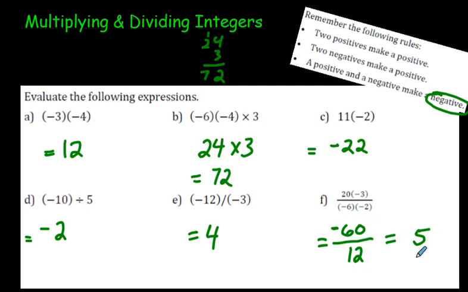Is it positive or negative, that 5? Have a look. We've got a negative on top, a positive on the bottom. When the signs are different, we get a negative answer. It's a negative 5. Okay, let's turn the page here, do 2 more questions, and call it a day. All right?